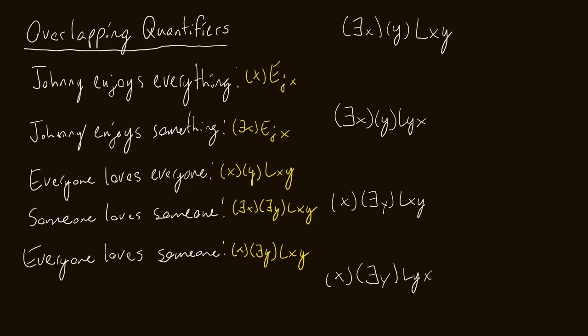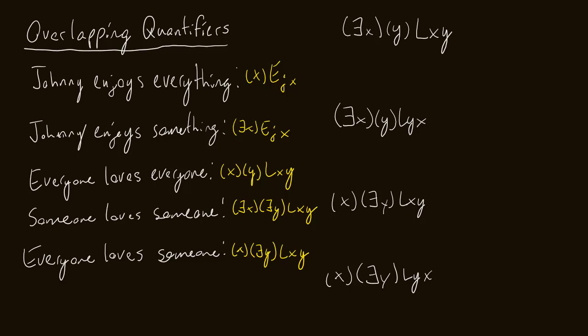Likewise, it doesn't matter if I wrote LXY or LYX. It all means the same thing, and I hope that's kind of clear. However, when we have two different quantifiers, like with "everyone loves someone," we have a universal and an existential quantifier, and that order matters. So let's see why.